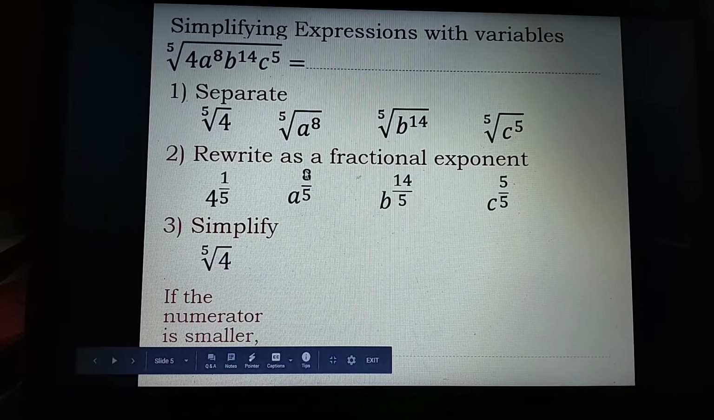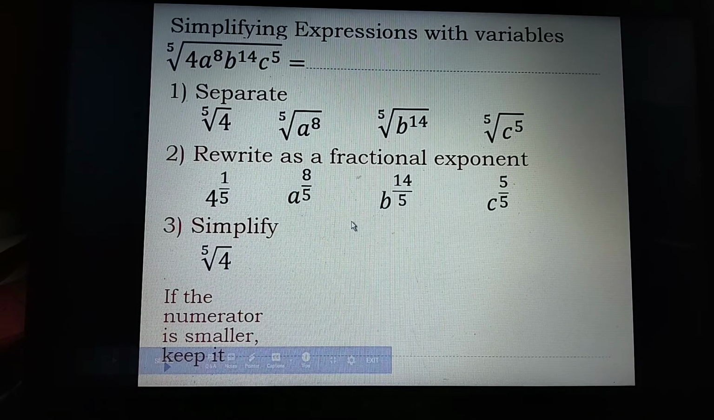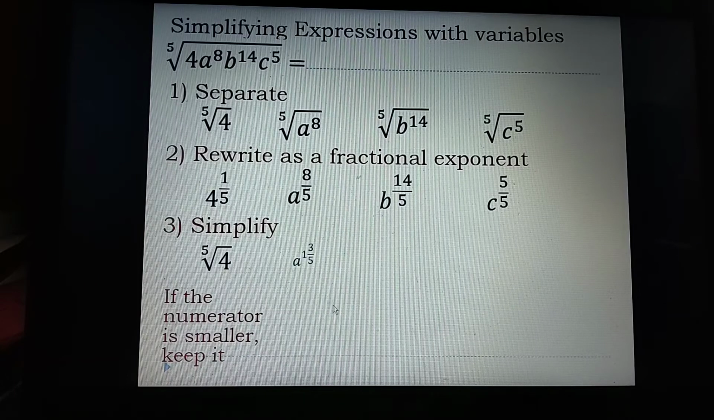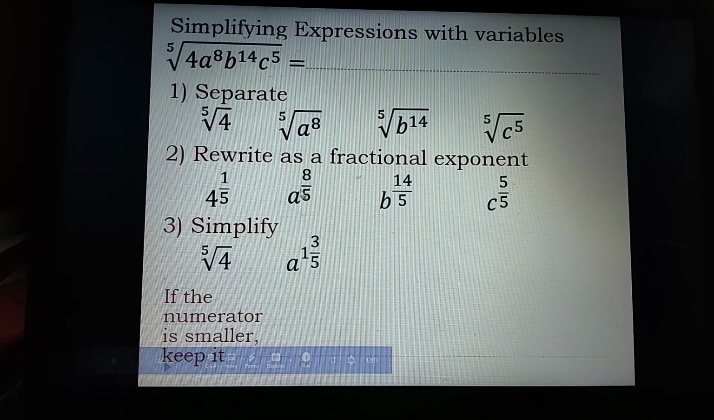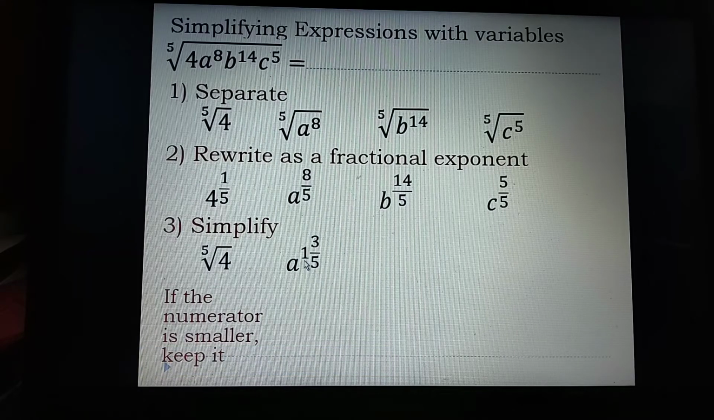Now, when the numerator is larger, what you're actually going to do is divide this, and we want the mixed number. So 8 divided by 5 becomes 1 3/5. All I did is take 8 divided by 5, and I got 1 3/5. So you're going to need to use that fraction button on your calculators.